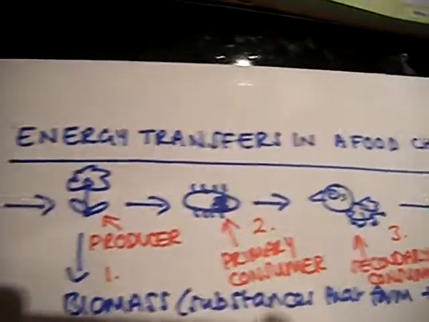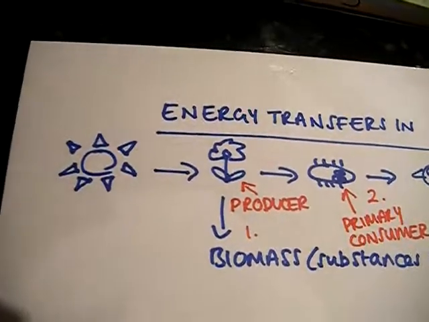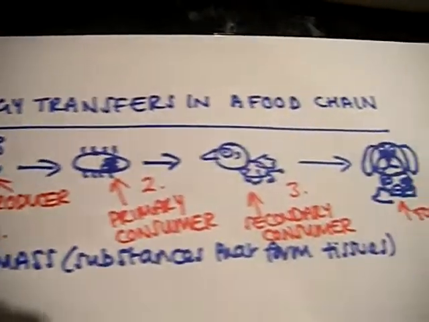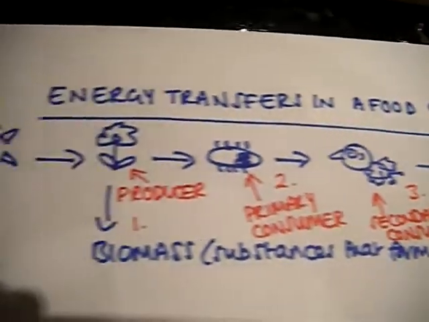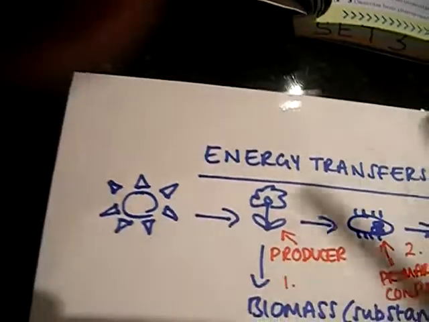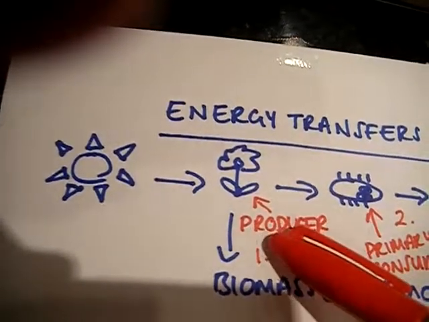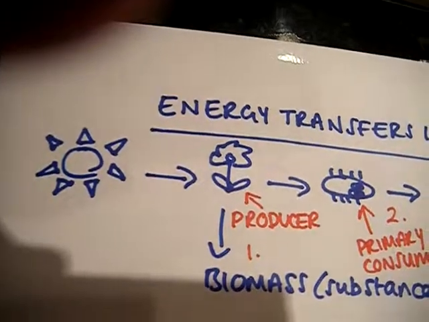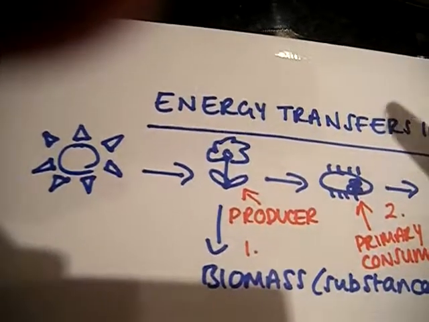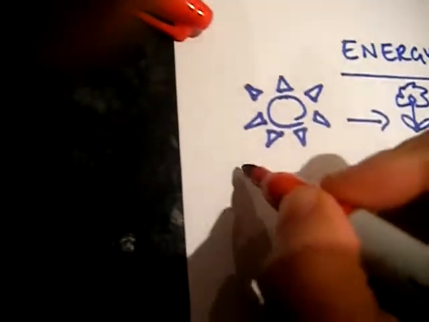This revision video is about energy transfers in food chains. So here's my example of a food chain. It starts with the sun, which gives energy to the producer, which is always a plant. It's called a producer because it makes its own food from the sun in photosynthesis.